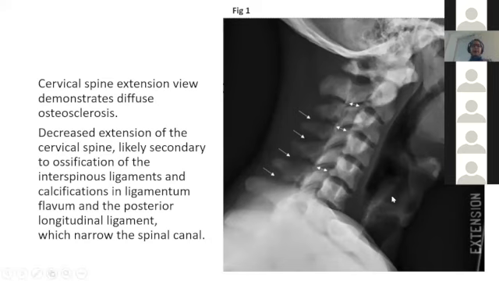This is a cervical spine extension view, and as you can see, it demonstrates diffuse osteosclerosis. There's decreased extension of the cervical spine. That's secondary to ossification of the interspinous ligaments, and also calcifications in the ligamentum flavum and the posterior longitudinal ligament, as shown by the double arrows. And these are narrowing the spinal canal.